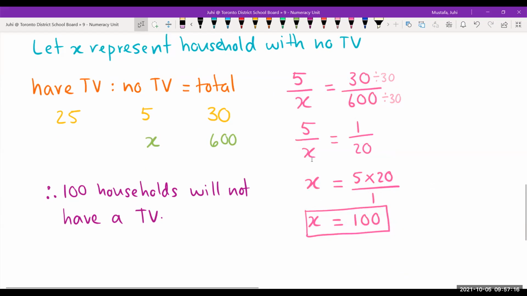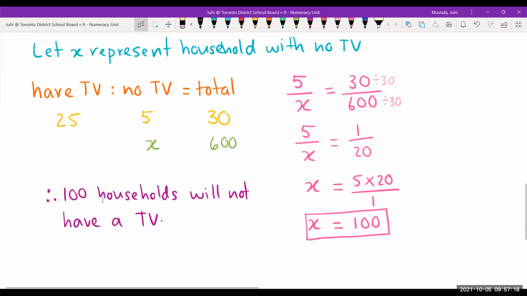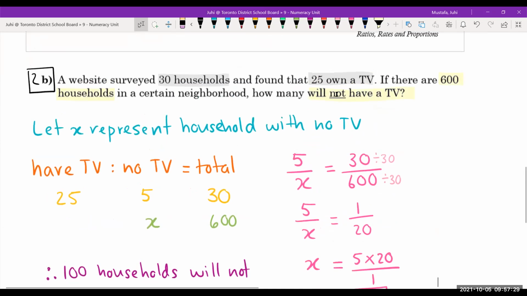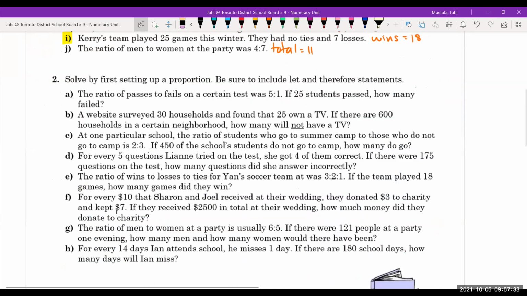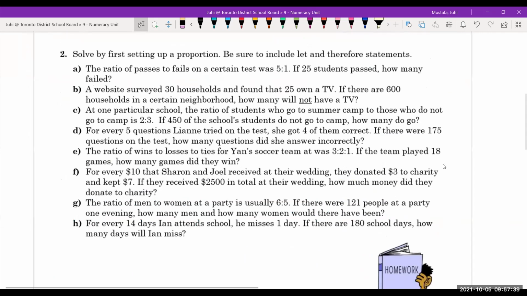Okay, and hopefully by now you guys can see the pattern. I have a let statement, I have a therefore statement, I have all of my information in a chart with words, and then I've solved my proportion, and this would get me a 4 out of 4. Your classwork is going to be to do question number 2, all of the questions. So we've already done B, A, C, D, E, F, G, H. And I'm going to show you something. I'm going to stop the recording though.